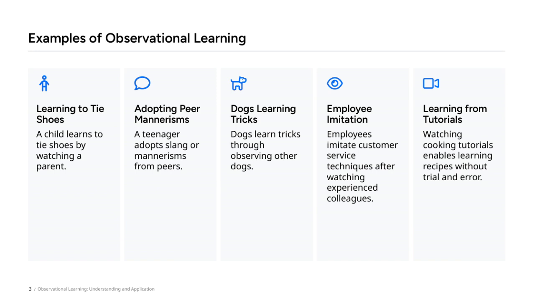Lastly, watching tutorials like cooking videos is a great way people learn new recipes without having to experiment blindly. Observing each step carefully means they can replicate the process more successfully from the start. These examples highlight how observational learning is a fundamental way we acquire new behaviors and skills.